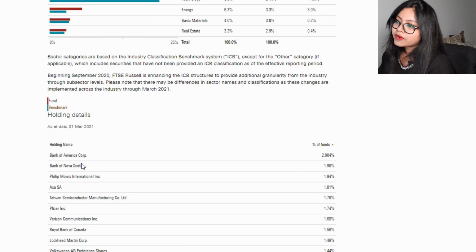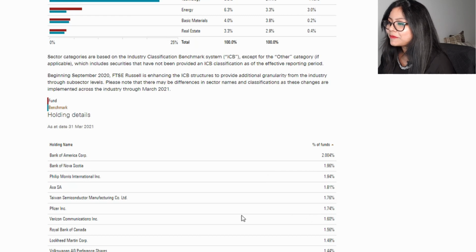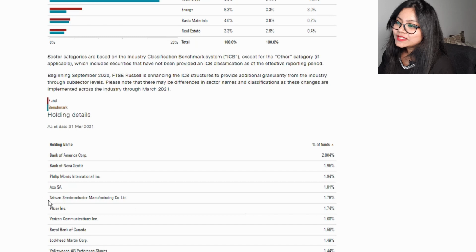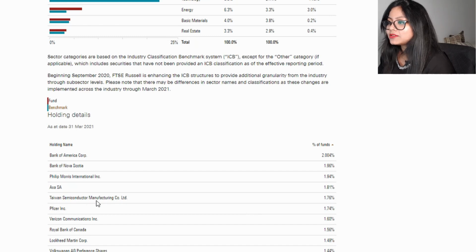And finally, in terms of what sort of companies they hold, they hold 133, and the largest holding is in Bank of America, and they hold about 2%. So that's giving you stock by stock information as to where the fund is holding their investments. They also hold investment in TSMC, Taiwan Semiconductor Manufacturing Company, but they are an emerging market company. So you can see where you're getting your EM exposure from.